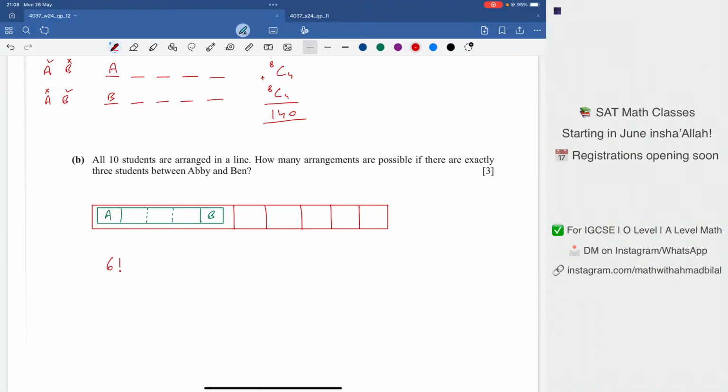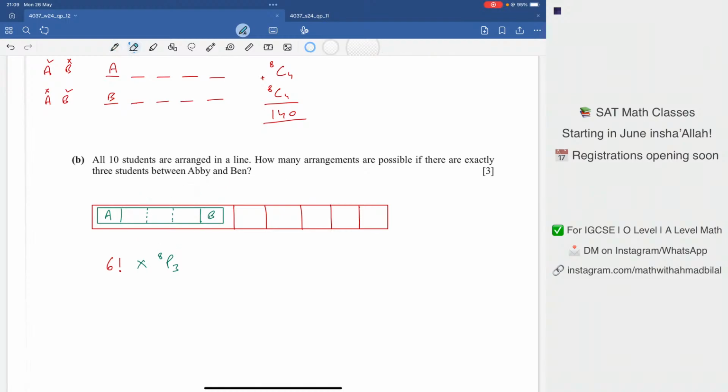right? But now the question is, which 3 people are going to be between Abby and Ben? We also have to decide that, right? Which 3 people are going to be in these 3 positions? How can we do that? We could say we've got 8 remaining people. We had 10 total, right? Abby and Ben are 2 of them. We've got 8 remaining people. Out of those 8 remaining people, we have to arrange 3 in these 3 boxes. In how many ways can we do that? 8p3. That's for arranging 3 out of those remaining 8 people in these 3 boxes.